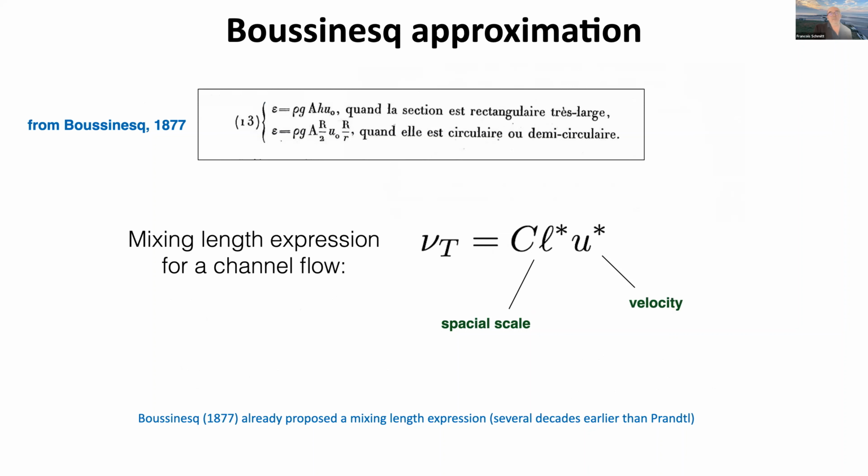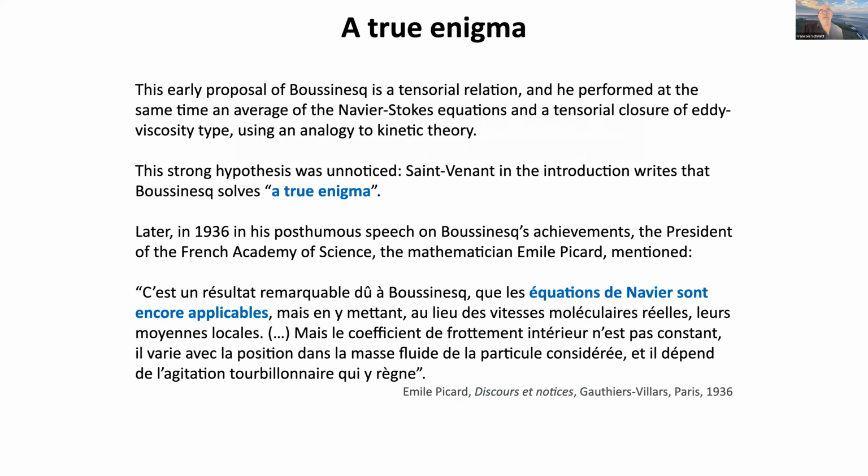Also in the same paper, it's interesting to see that Boussinesq proposed a mixing length expression for epsilon, which he called epsilon, the eddy viscosity. So it was, in fact, the first mixing length expression, several decades before Prandtl. And so this famous enigma, they thought that Boussinesq had solved.